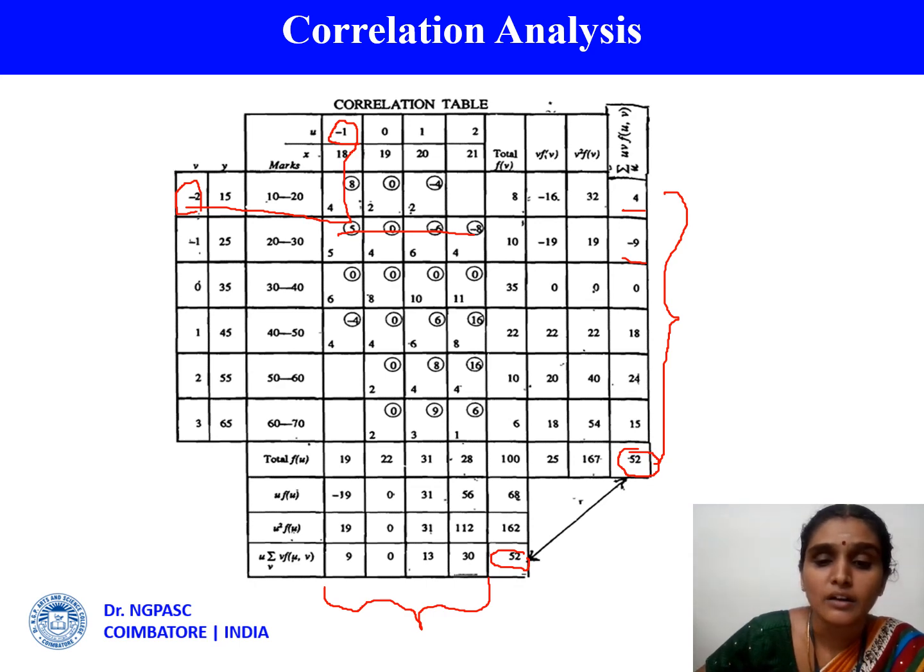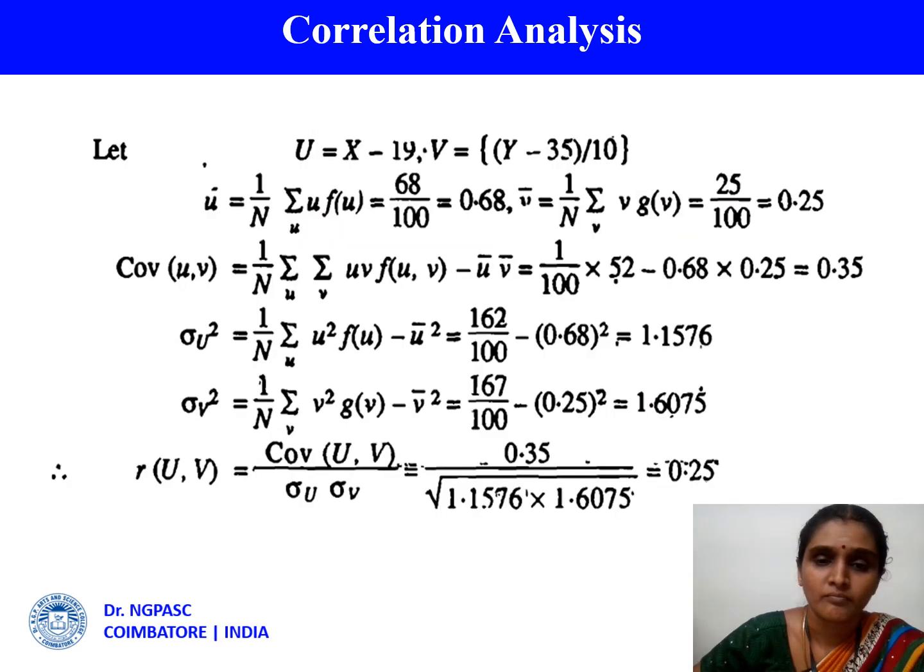And we can apply these values in the formula to calculate the correlation coefficient. From the previous correlation table, you take the required data. We can take summation u into f of u and summation v into g of v to calculate the mean values of u and v. After that, we can substitute in covariance of u comma v, and that gives the answer 0.35. Next, you find the variance of u and v by the standard formula. After that, you apply these in the R of u comma v formula. Finally, after simplification, we get the answer 0.25.